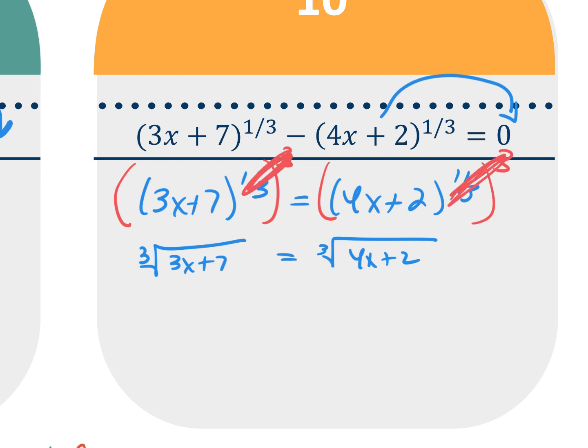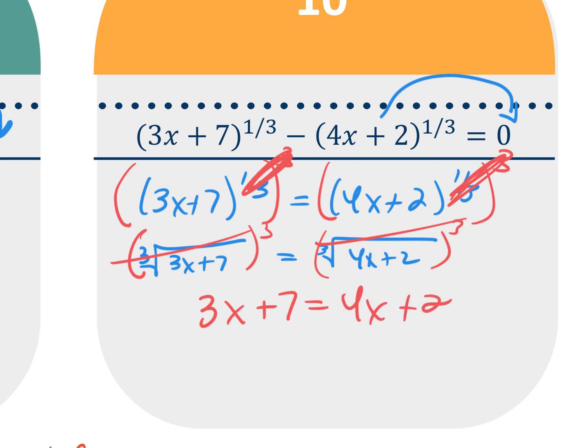The same thing would happen if you rewrote it as a radical, and then what would we do? We would cube both sides, so it cancels. Either way you guys want to do it, that's fine with me. But understand that all you're doing when you have a fractional exponent is the same as writing a root. And then to undo, you're either going to raise it to the root or multiply by the reciprocal.